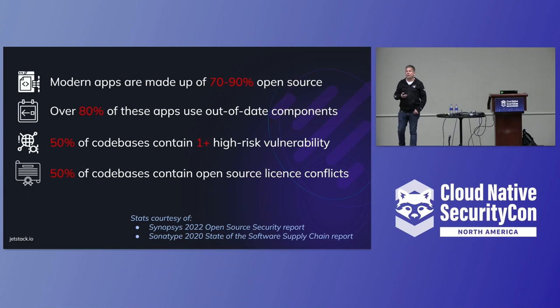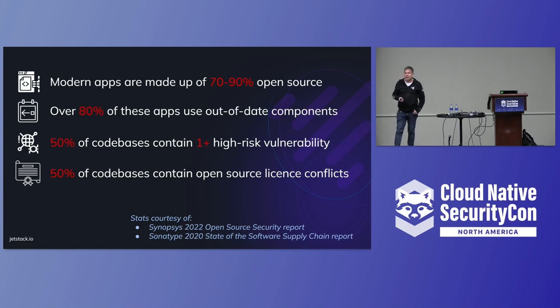So first of all, I thought I'd excite everyone with a few cherry-picked statistics from a couple of vendor reports. One of them is from a report from Synopsys from this year. Some of the other stats are from a report from Sonatype in 2020. I think you'll all agree, modern applications fundamentally consist of a lot of open source libraries, whether or not you think it's as much as 90%, a bit moot really, it's just a great deal.